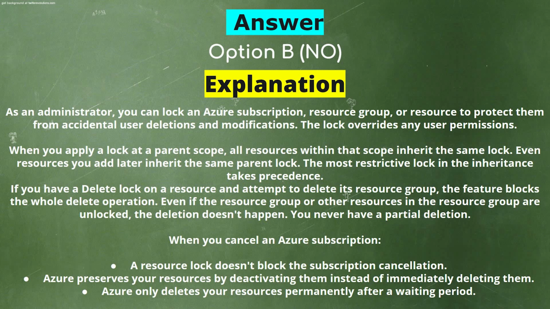If you have a delete lock on a resource and attempt to delete its resource group, the feature blocks the whole delete operation. Even if the resource group or other resources in the resource group are unlocked, deletion doesn't happen. You never have a partial deletion. When you cancel an Azure subscription, a resource lock doesn't block the subscription cancellation. Azure preserves your resources by deactivating them instead of immediately deleting them. Azure only deletes your resources permanently after a waiting period.